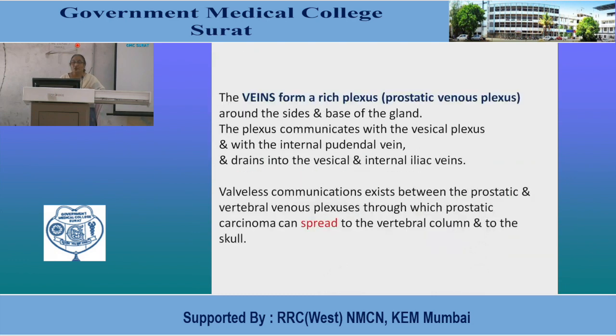Now veins form a rich plexus called the prostatic venous plexus around the sides and base of the gland. The plexus communicates with the vesical plexus. Yes, this is again an important aspect, of how prostatic cancer gives rise later on to metastasis in the skull and the vertebral column. So here the plexus communicates with the vesical plexus and with the internal pudendal vein and drains into the vesical and the internal iliac veins.